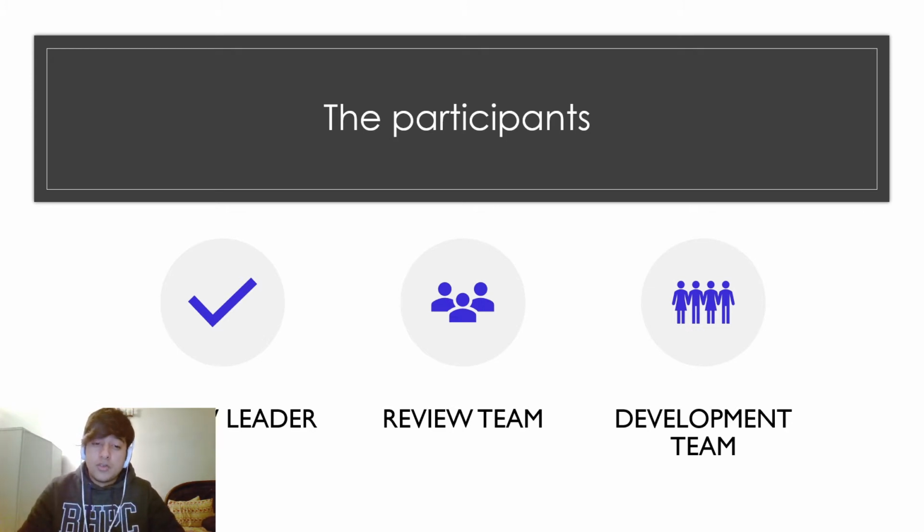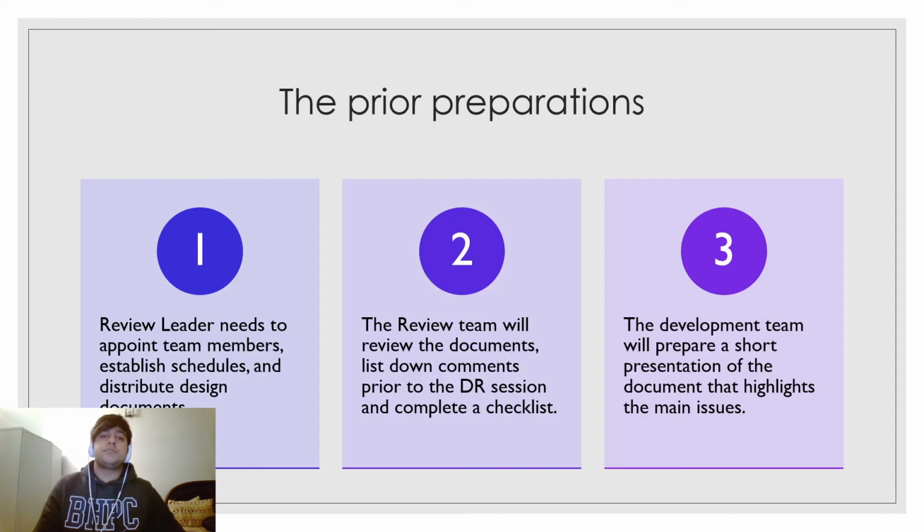Review team. The review team is usually comprised of senior members of the team or other department members. And also the team size is normally 3 to 5 members, because if the review team size is too big, then it will be hard to manage and coordinate. And also the development team. Who are the participants in the development team? These are the ones who are designing the product or the artifact.